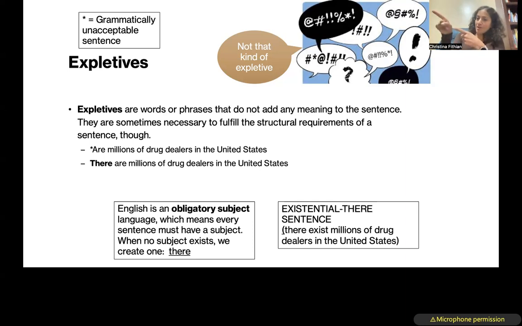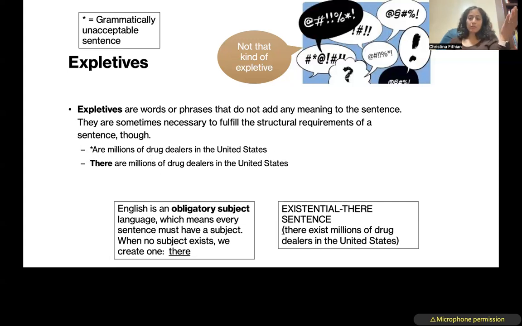We're not saying there, as in a place, are millions of drug dealers in the United States. No, but what there is doing is fulfilling an important role of making sure we have the subject. As I said before, English is a subject obligatory language. We have to have a subject. And if we're in a situation where there's no subject, we have to create one. So we can't just say, are millions of drug dealers in the United States? Now, this is not a yes-no question. We can't say this as a statement.